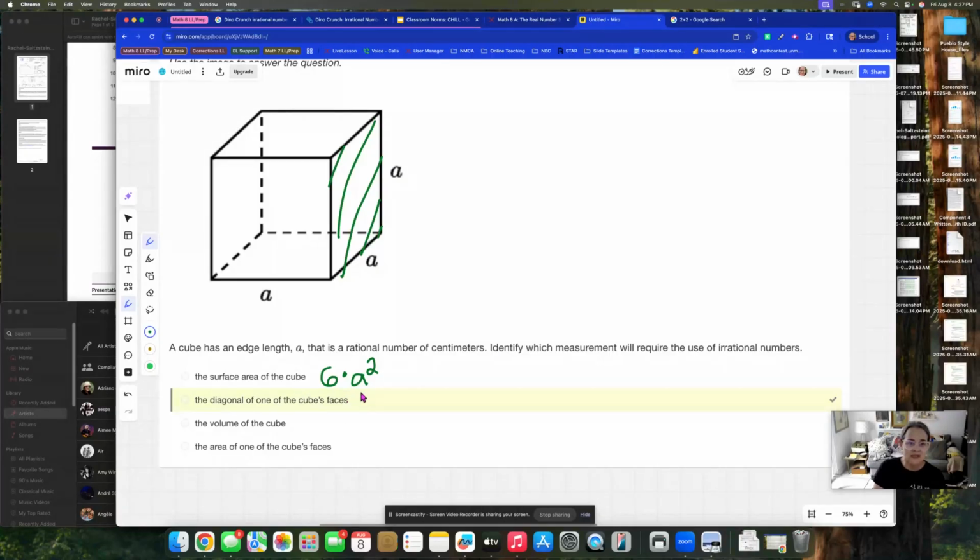Okay, the diagonal of one of the cube's faces. So let me draw the diagonal here in another color. If the side lengths of the square are all A, the diagonal can be found by using the Pythagorean theorem. We'll call this C. The diagonal will be C. Oh, I should have made it D for diagonal. Oh well, too late.